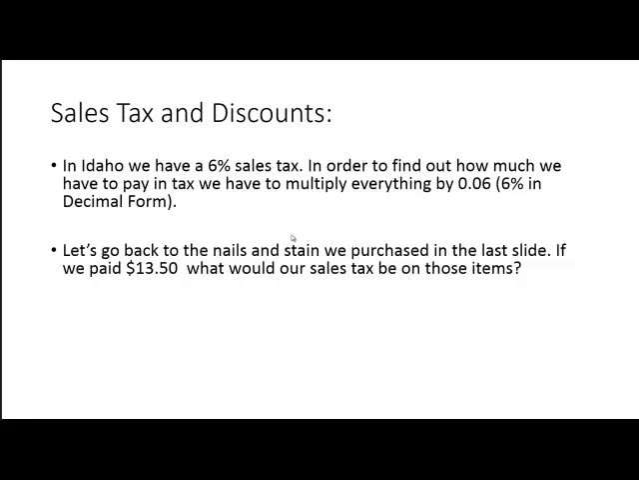So let's go back to the nails and stain that we purchased in the last slide. If we paid $13.50 for them, what would our sales tax be for those items? Well, we take $13.50, multiply that by 0.06, and we'd get 81 cents. So our taxes on that $13.50 would be 81 cents.